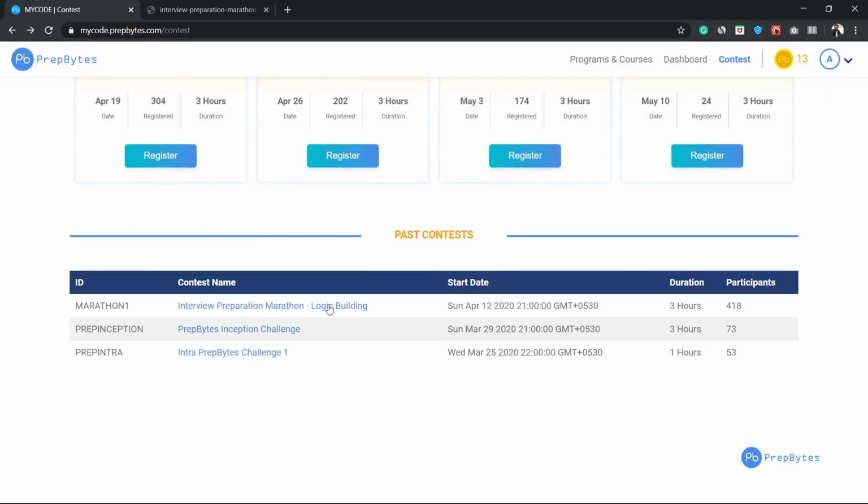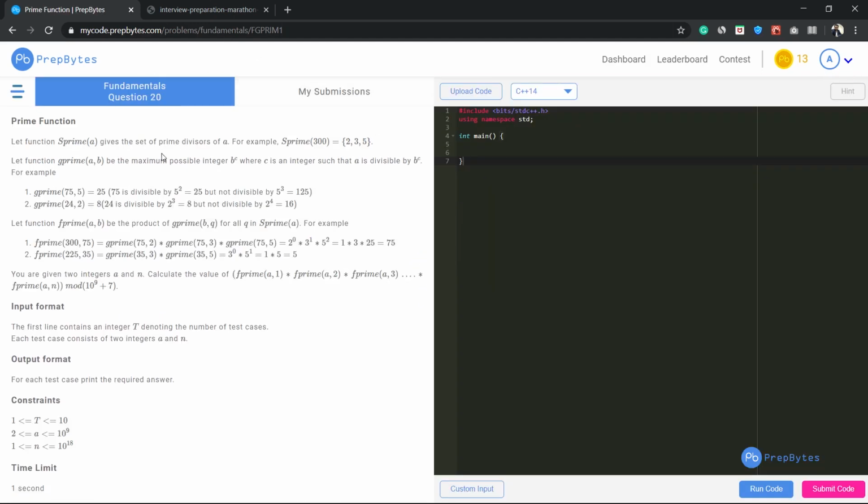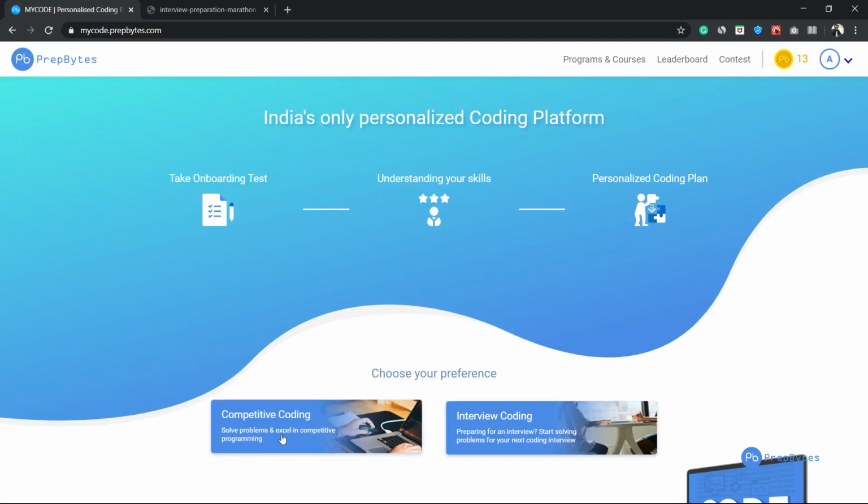Now we will go to the logic building part of the interview preparation marathon, and we are going to discuss the last question, that is the prime function question. Fine. So you can access this question from the practice problems. Just go to the site, create your account, and in the practice questions you can find it. Just go to competitive coding, fundamentals, and the prime function question.